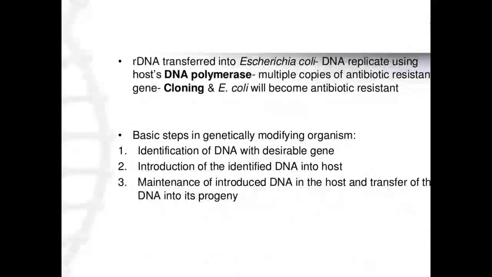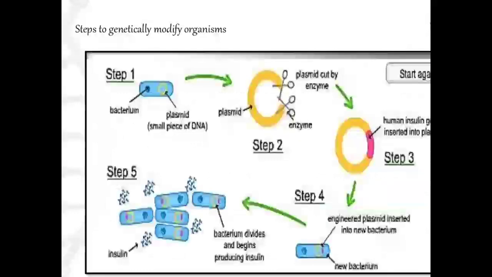So these are the three basic steps used in a genetically modified organism. Number one is the identification of DNA. First we have to identify the DNA with the desirable genes, meaning what desirable genes are present in any microorganism. Then the introduction of the identified DNA into the host, and maintenance of the introduced DNA in the host, and transfer of this DNA into its progeny. It is going to be maintained in the laboratory.